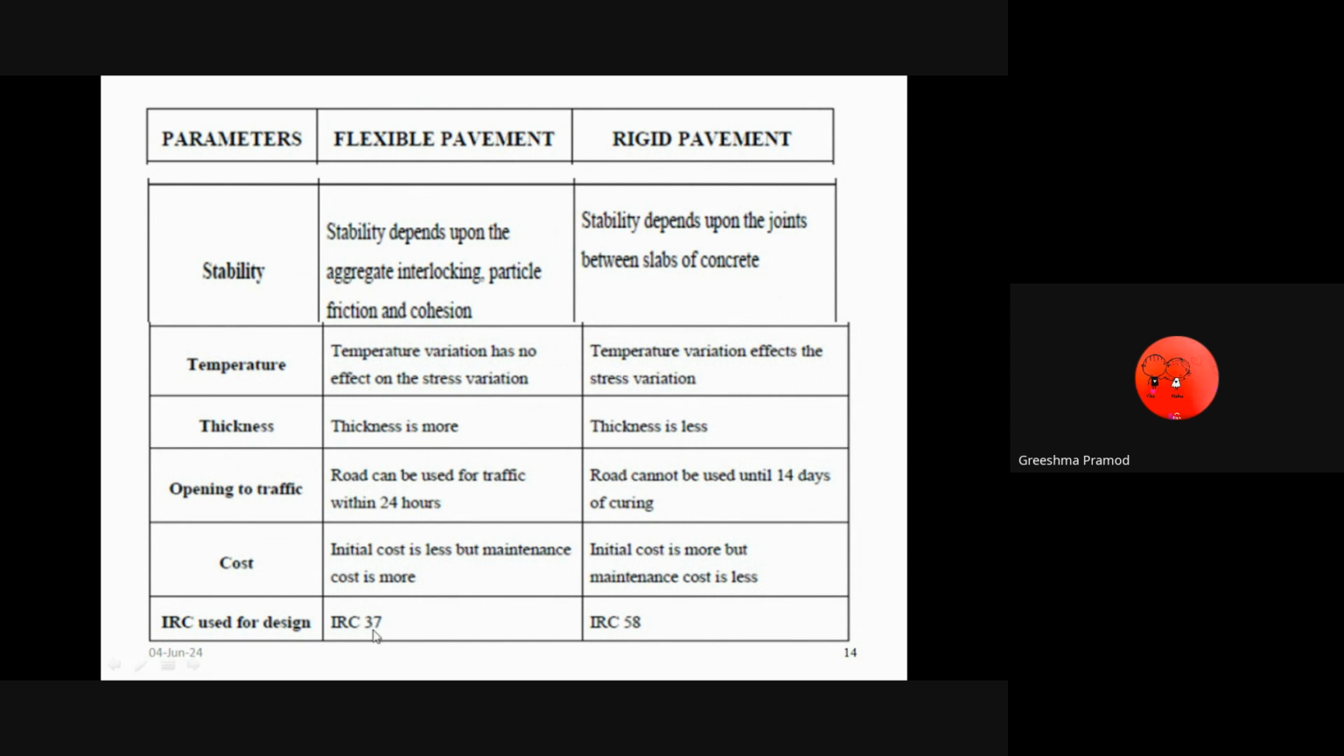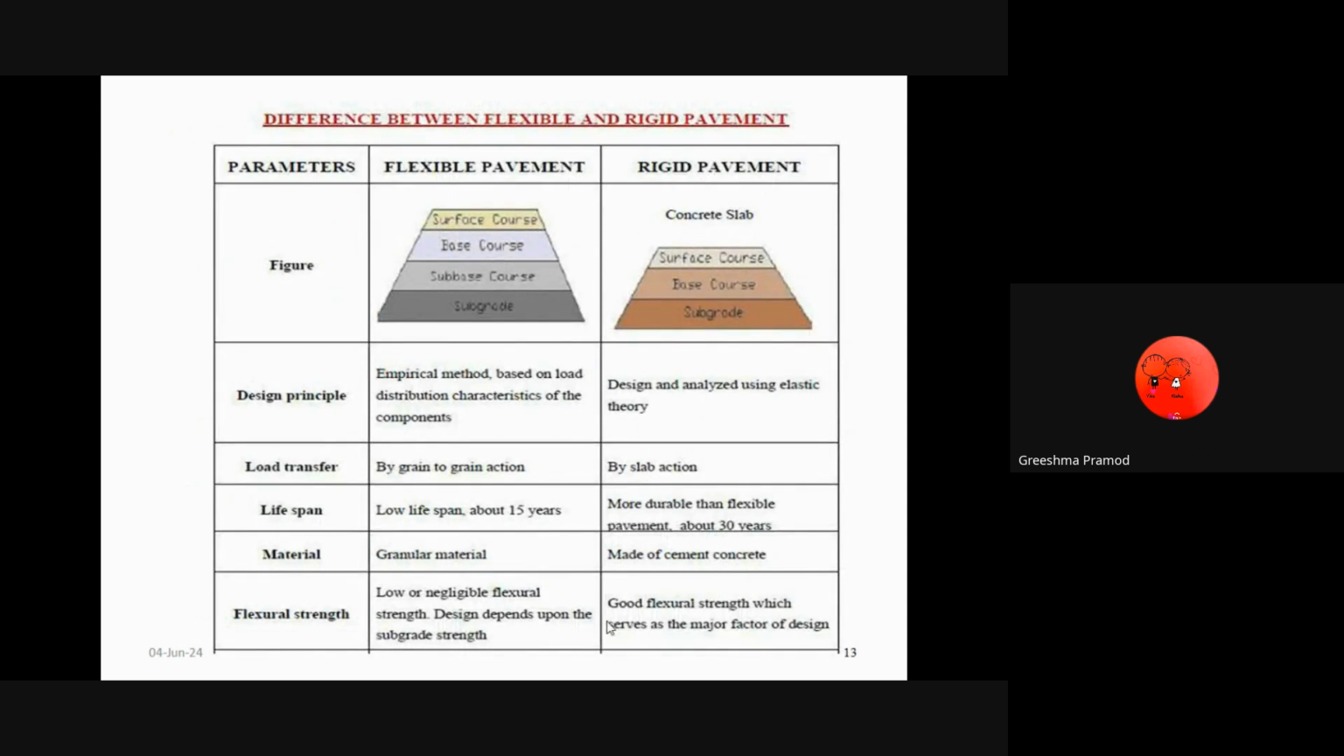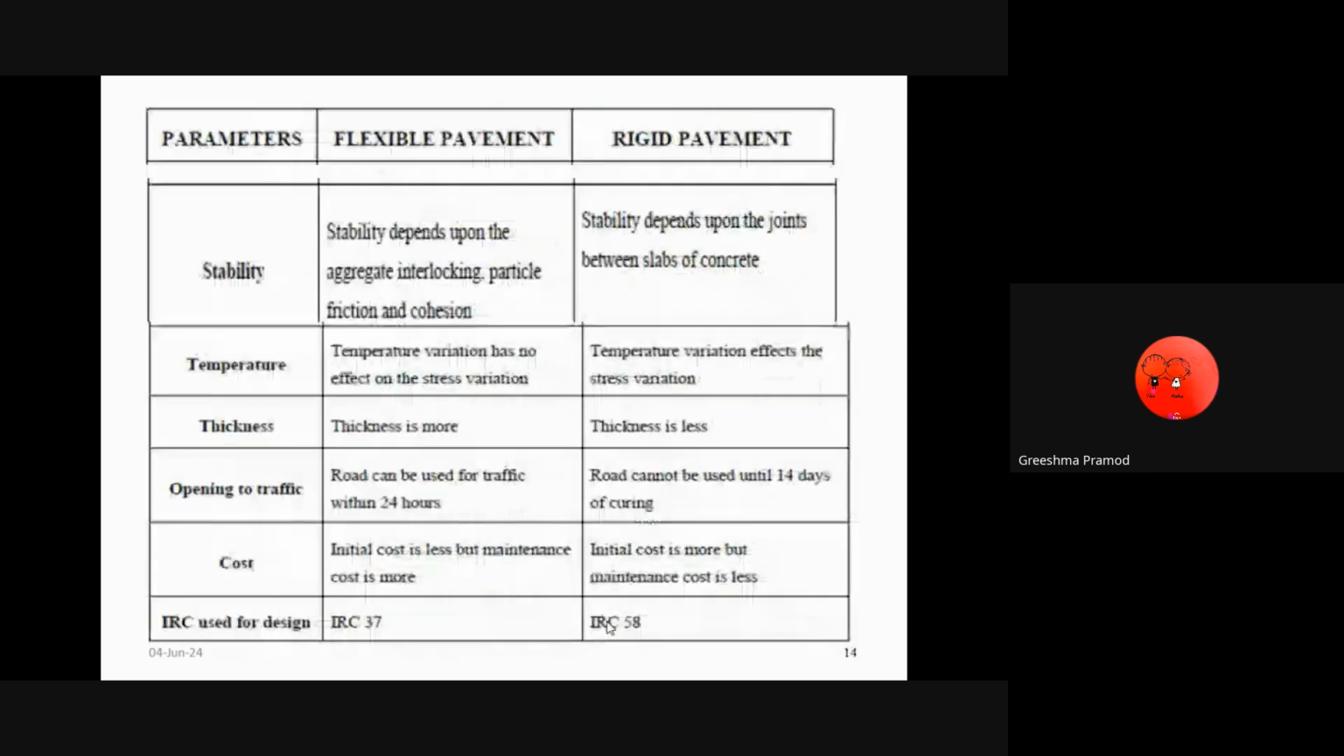The IRC code used for design is IRC 37 for flexible, and for the other one it is IRC 58. So any three differences would do if that was asked in part A. If it is in part B, you need to mention all of this and give the diagram also. Give a brief explanation also. This is about the difference between flexible and rigid pavement.